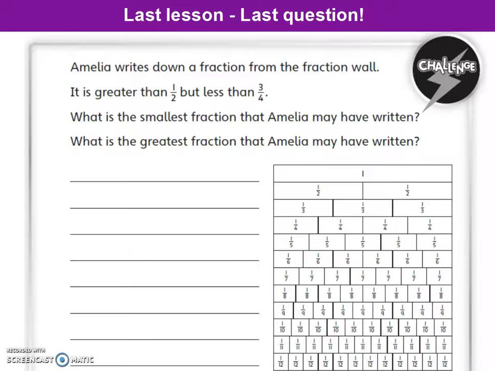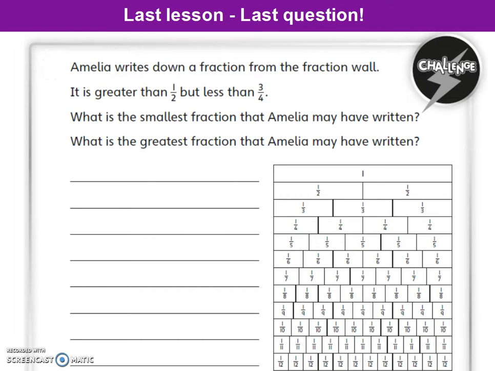So we're going to start off this session as always by looking at the last session and our last question. We were asked for the challenge. Amelia writes down a fraction from a fraction wall. It's greater than 1/2 but less than 3/4. So, what is the smallest fraction that Amelia may have written? And what is the greatest fraction that Amelia may have written?